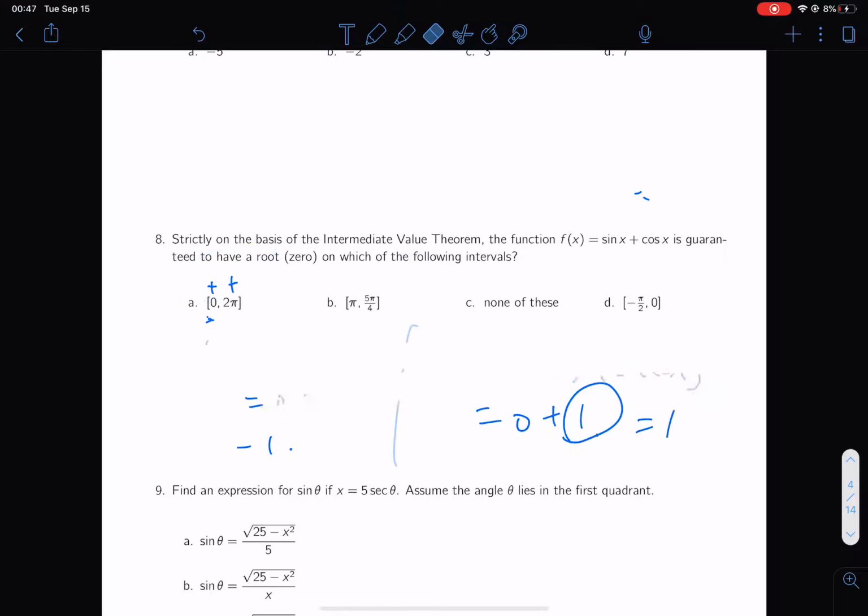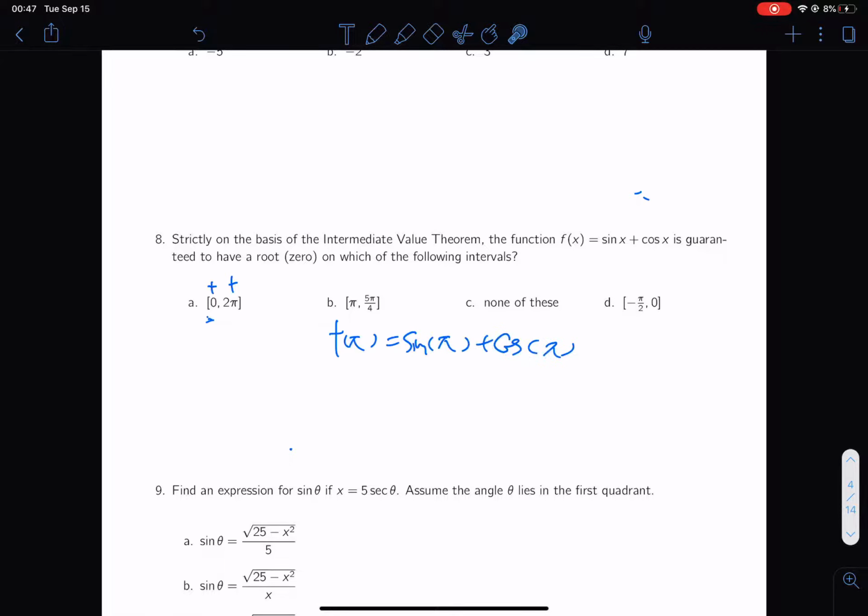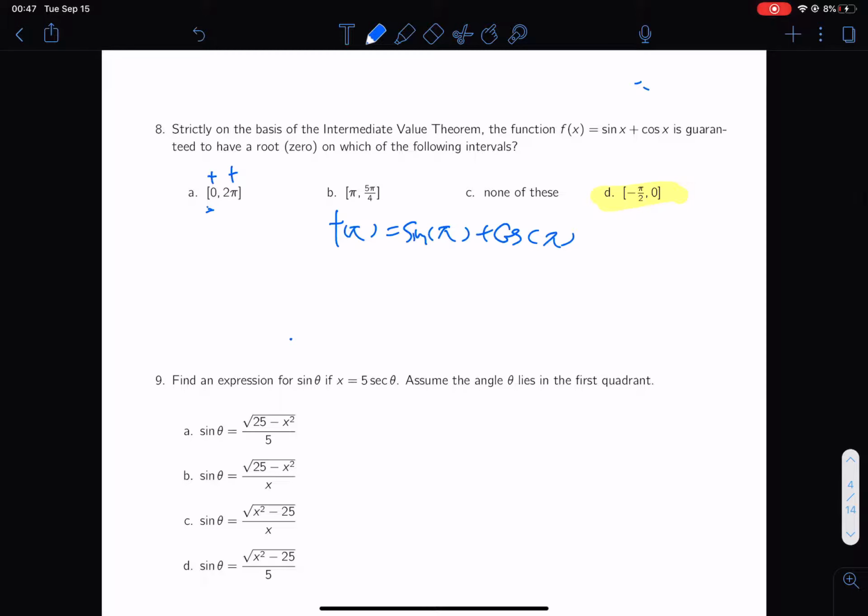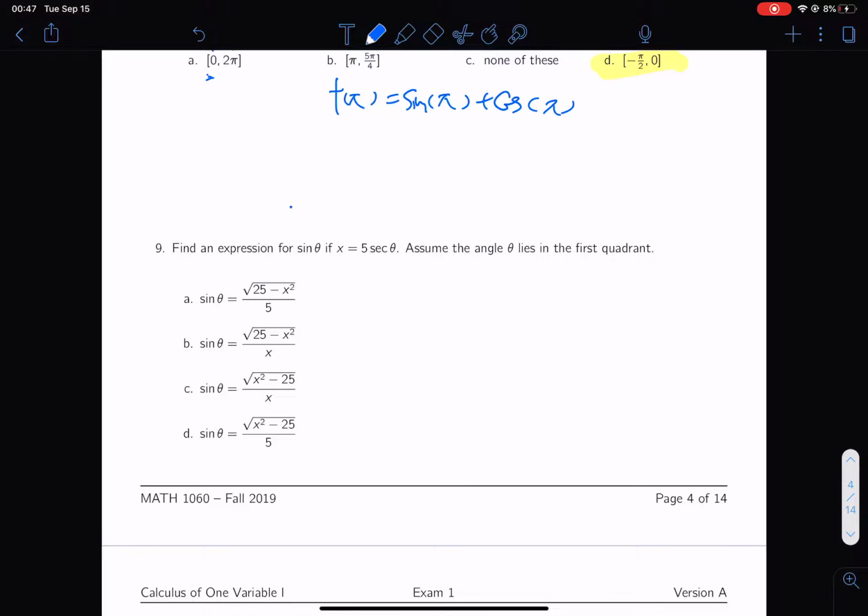Then we have to check the second one. f of pi is sine of pi plus cosine of pi. You can check it by yourself. Using the same method, you can see actually D works. I'm not going to show you all the details. If you have any questions about this one, just send me an email, then I'm going to show you.